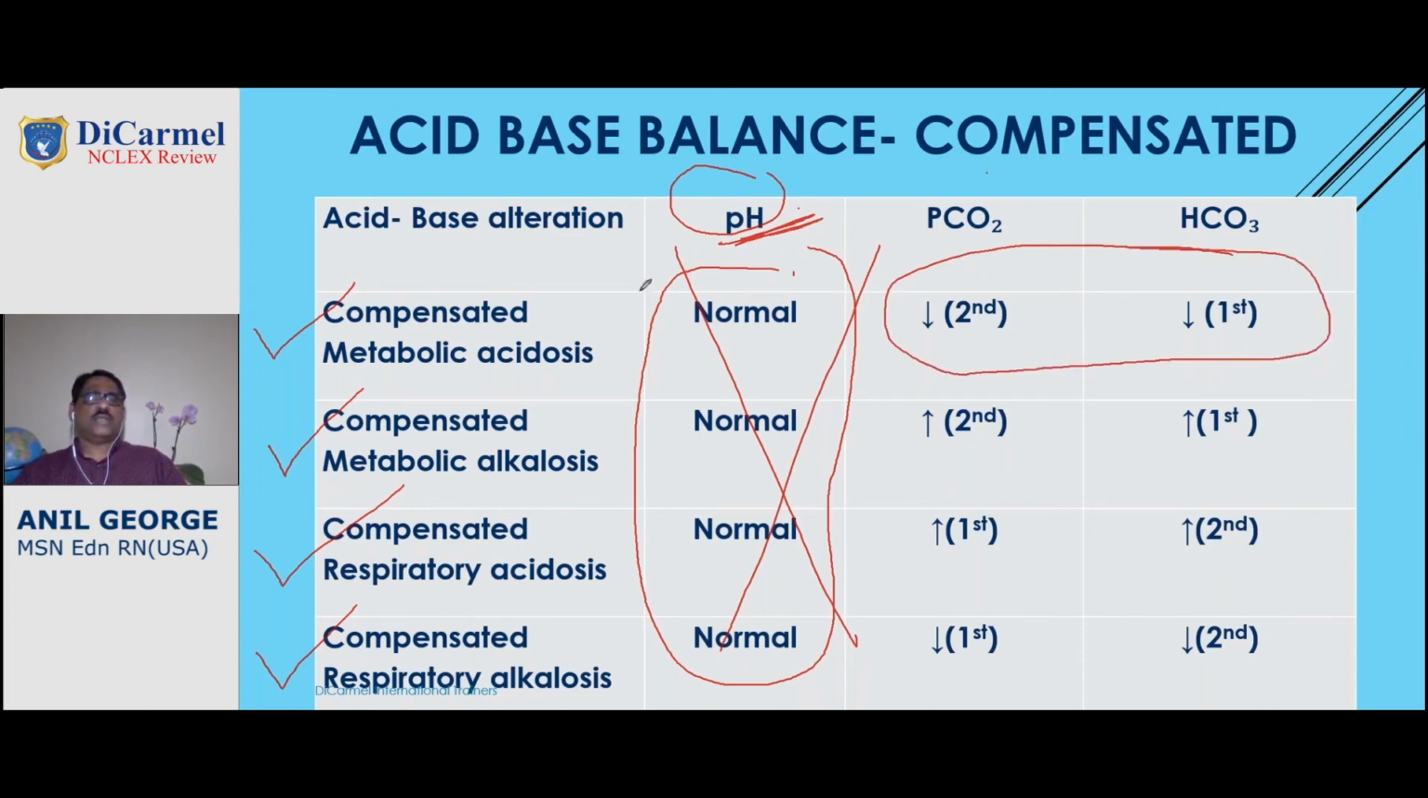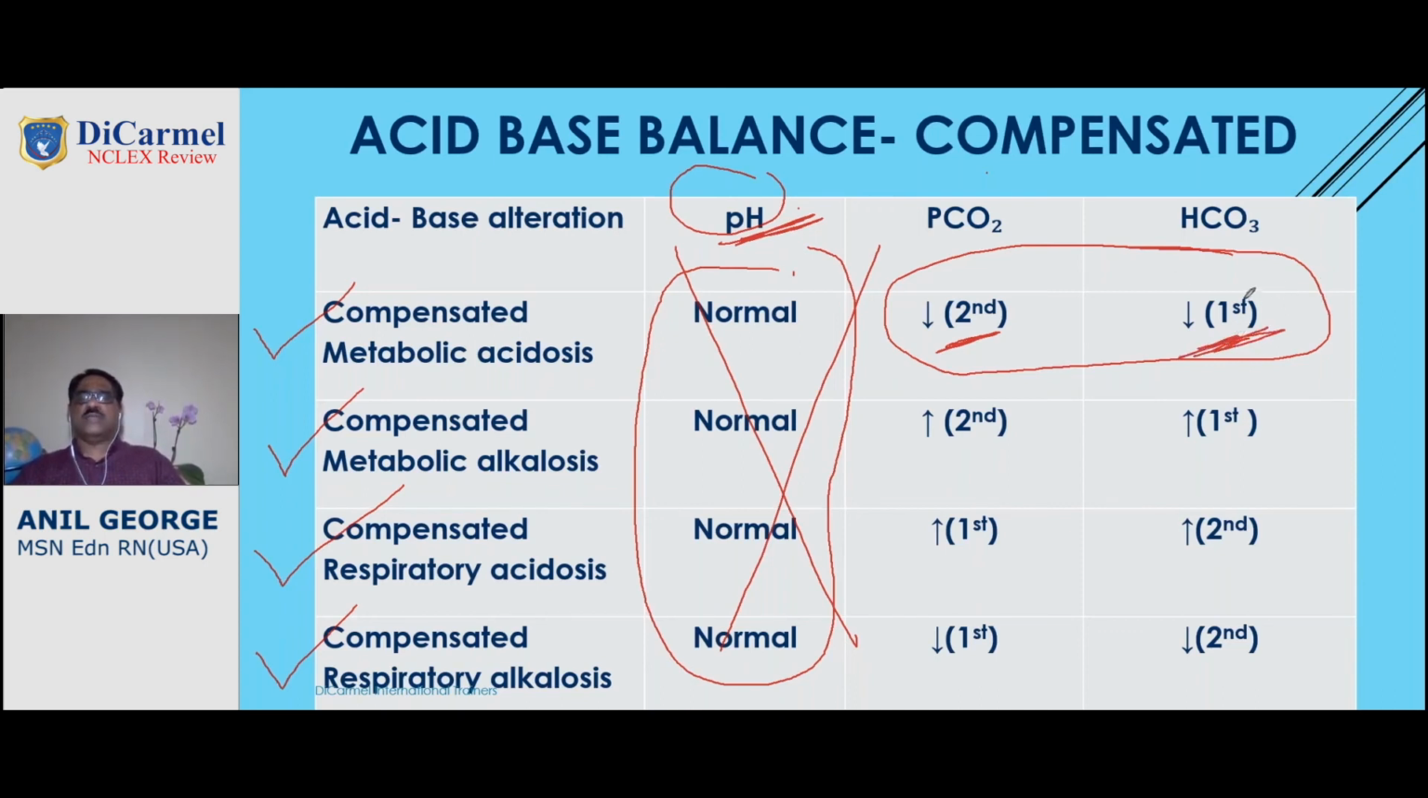So let's take the first one again here. Compensated metabolic acidosis. So what is happening? By the way, you can see I have made a note here, first and second. What does that mean? When I say first, that's a primary change. That's the triggering problem. We are talking about a metabolic disturbance. Remember, when we say metabolic, bicarbonate cannot go to the lungs, right? It always goes to the kidneys. So the problem starts with the bicarbonate alteration, which is happening in the kidneys.